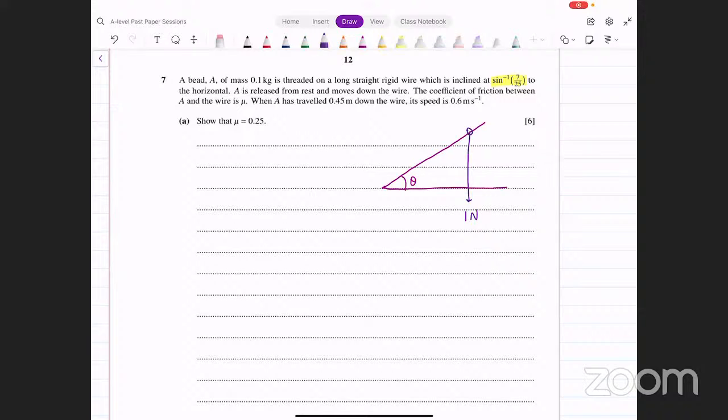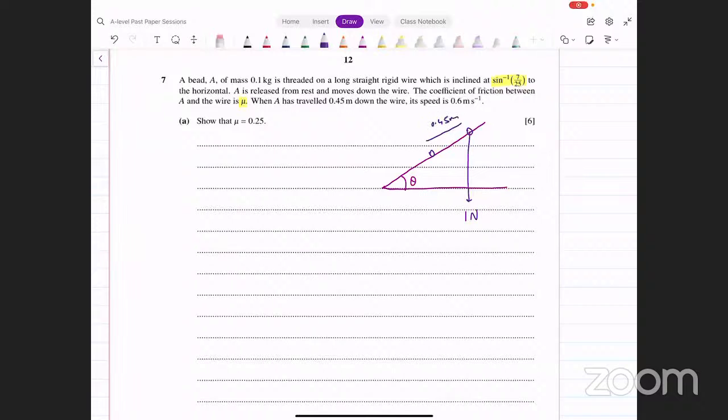The coefficient of friction between A and the wire is mu. Okay, A और wire के दरम्यान में coefficient of friction mu है. When A has traveled 0.45 meters down the wire, its speed is 0.6 meters per second. So when A has moved 0.45 meters down the wire, let's say वो यहाँ पर आ गया, distance कितना है? That is 0.45 meters.